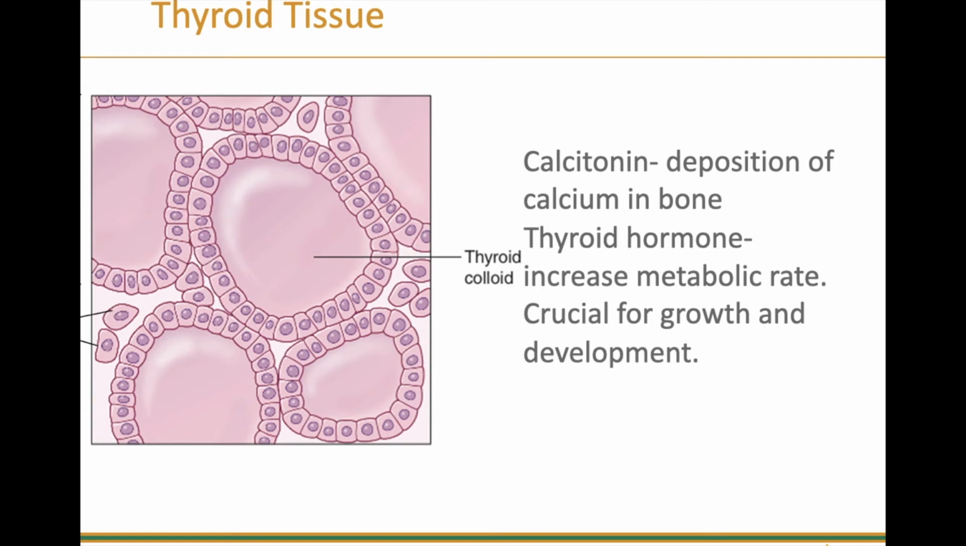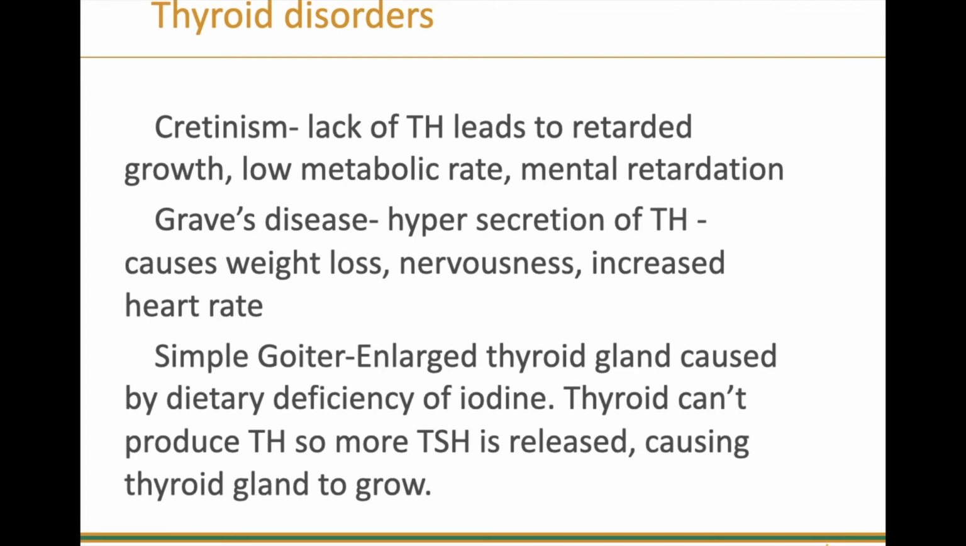Then we have thyroid hormone, also known as T3 and T4. Its target is pretty much all cells, and it increases the metabolic rate. It's necessary for growth and development. People with low thyroid levels are going to have a lower metabolism, and we're going to talk about some of those disorders next. So thyroid disorders.